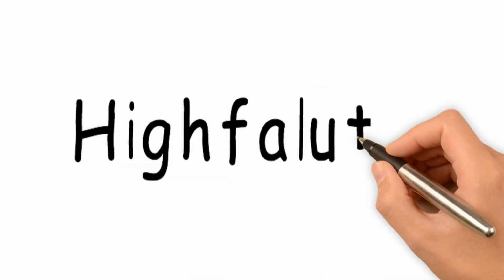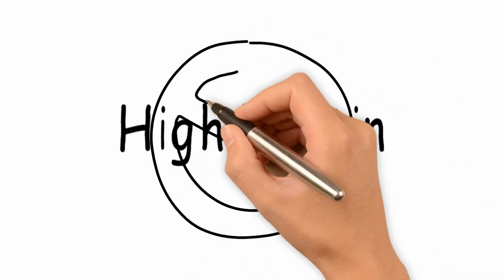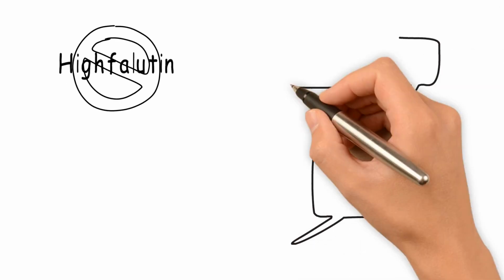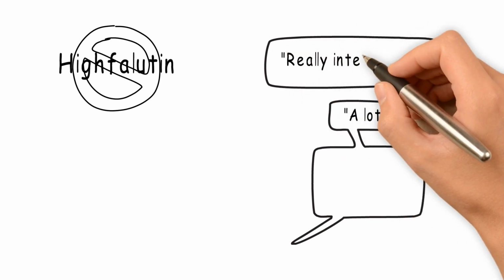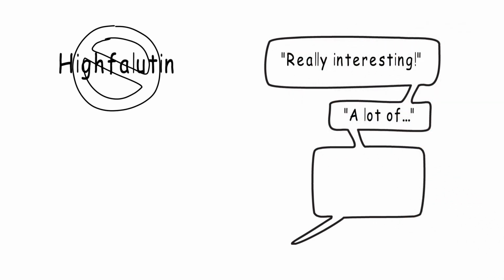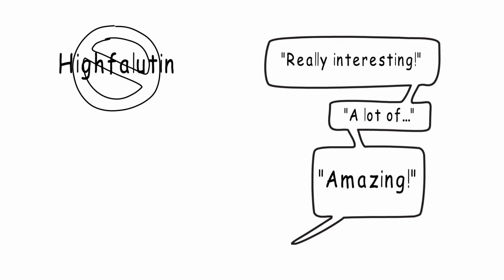Avoid being highfalutin. That means avoid using fancy words that no one knows what they mean. Equally, avoid being too colloquial. Phrases like a lot of and really interesting are too casual and don't belong in a piece of scientific writing. It's also important to avoid hyperbole such as this amazing study or this proves X, which is fantastic.